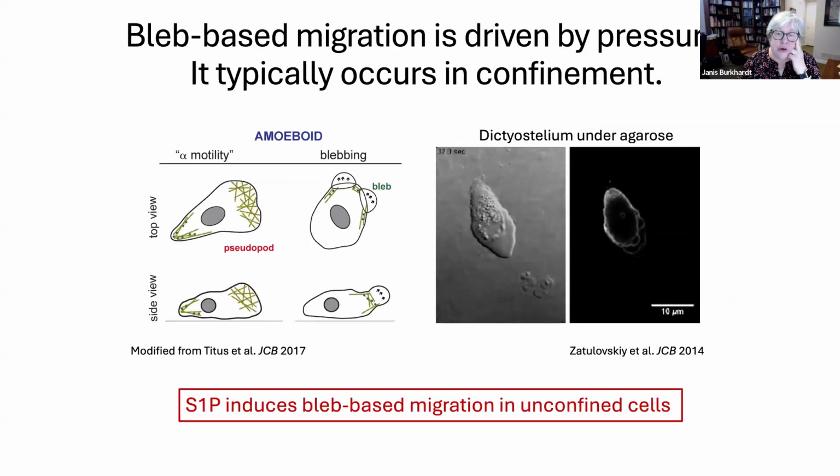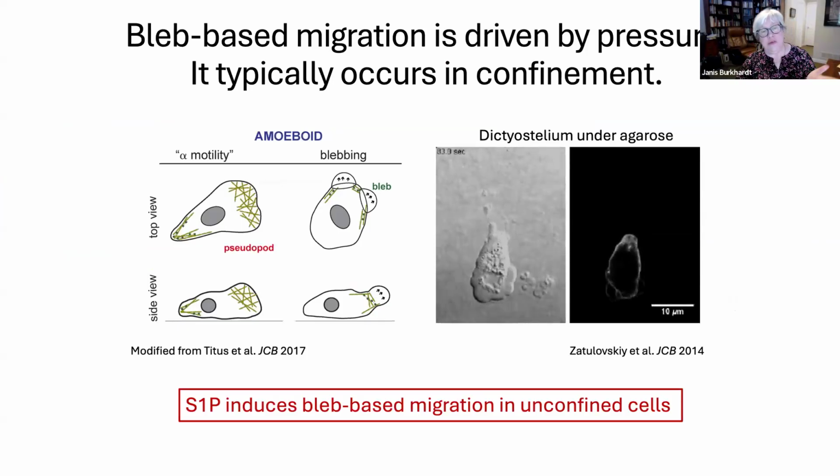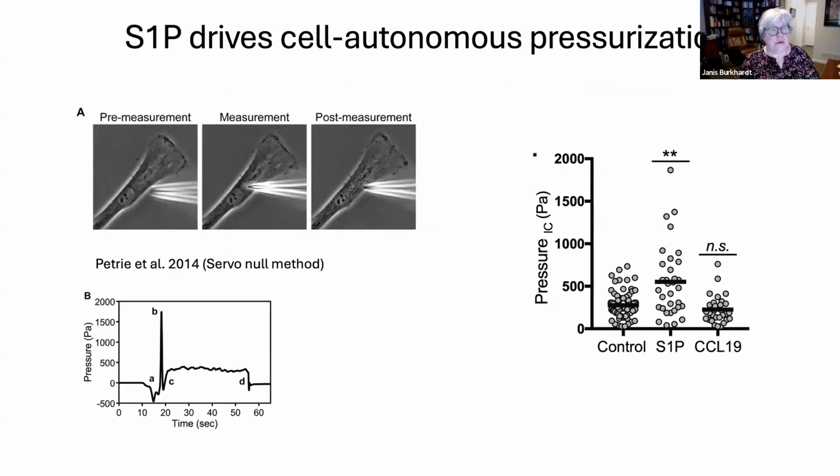So bleb-based motility is not a new thing. It's been around for a long time. And you often will see it with amoeboid cells like dictyostelium or primordial germ cells, but always in the context of confinement. It's something that we think happens when cells are under extracellular pressure and confinement, then they generate these pressure-based blebs. What's different about what I've been showing you is that with S1P, they're doing this in a dish with no confinement whatsoever. So that means there has to be some sort of cell autonomous pressure being built up in these cells.